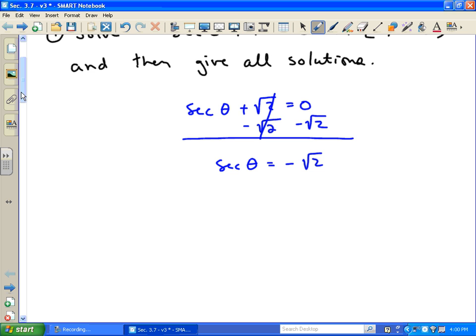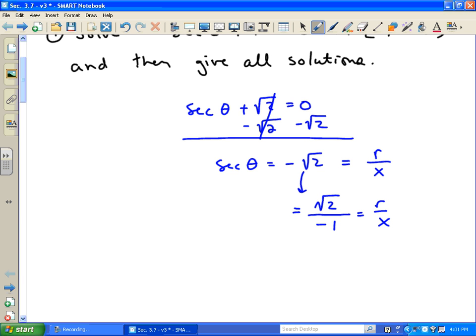From here, I know that secant of theta is equal to the value r over x. On this particular problem, I actually need to rewrite the value that I have so that r is positive. I have here that the negative is going with the square root of 2, and I know that's not proper since r is on the top. So I'm going to rewrite this as the square root of 2 over negative 1, and that way you can see exactly what the values of r and x are.